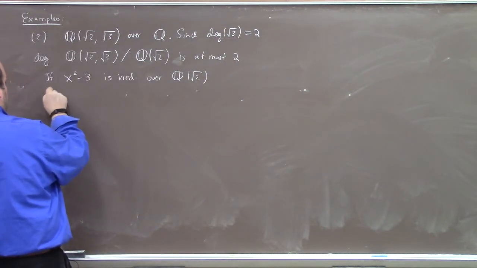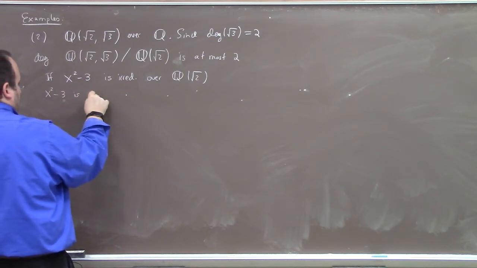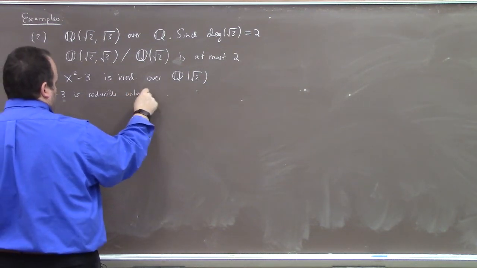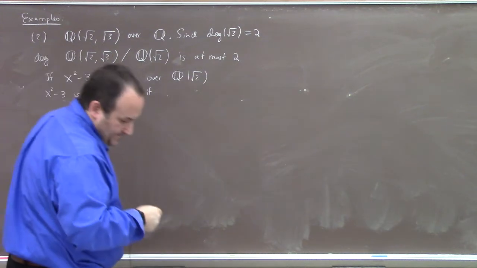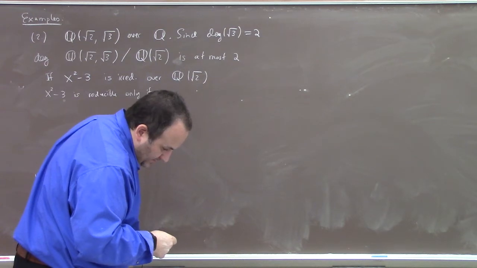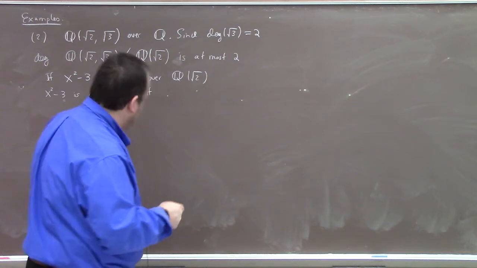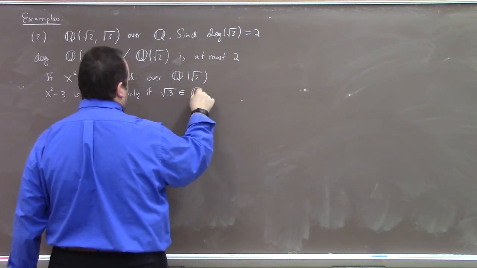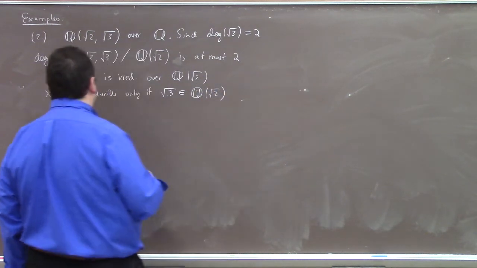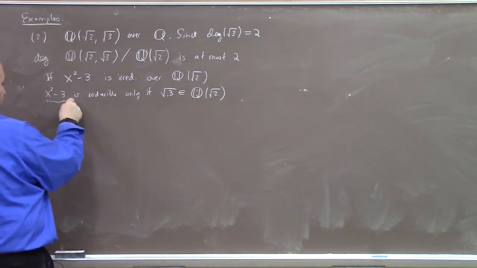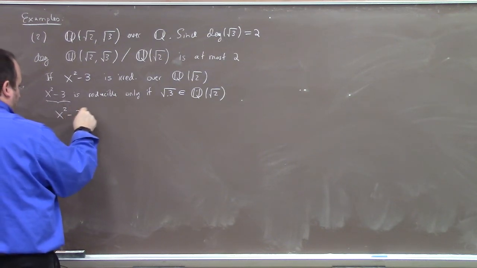So x squared minus 3 is reducible, he says, only if square root of 3 is an element of Q adjoin square root of 2. Yeah, because we know how to factor that, right? Yeah, that's what I was thinking. You're right.